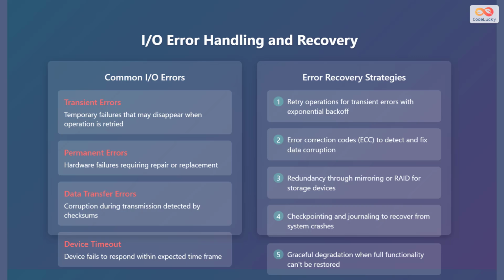Some error recovery strategies include retrying operations for transient errors with exponential backoff, using error correction codes to detect and fix data corruption, implementing redundancy through mirroring or RAID for storage devices, checkpointing and journaling to recover from system crashes, and graceful degradation when full functionality cannot be restored.